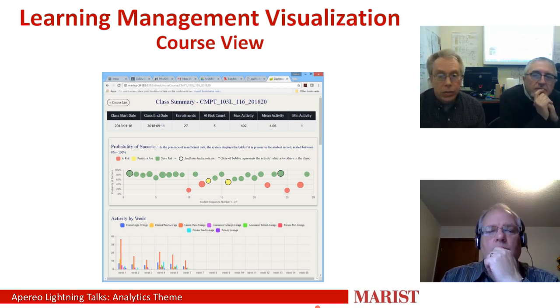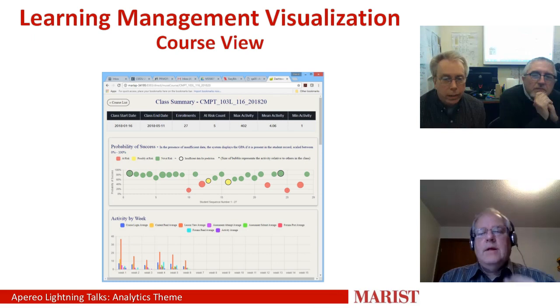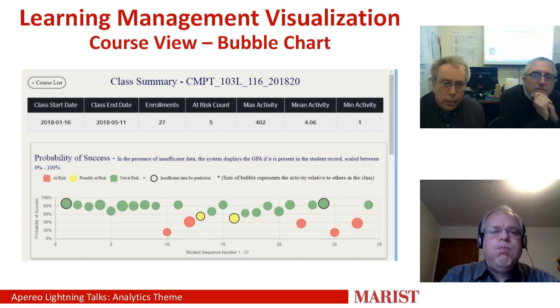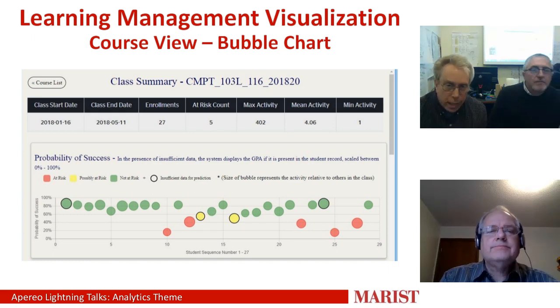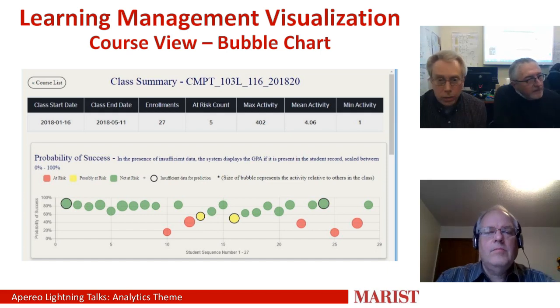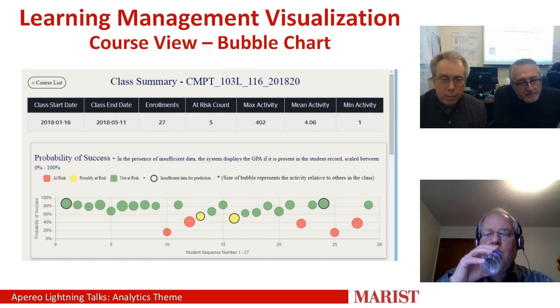And you'll see some black circles. I'm going to get a little bit closer on that. Each one of these bubbles represents an individual student. And this is what the professor would see, so that they can see what's going on with students in their class. And if there's a black circle around it, there was not sufficient data to make a prediction. So what we do is base that on past academic performance.